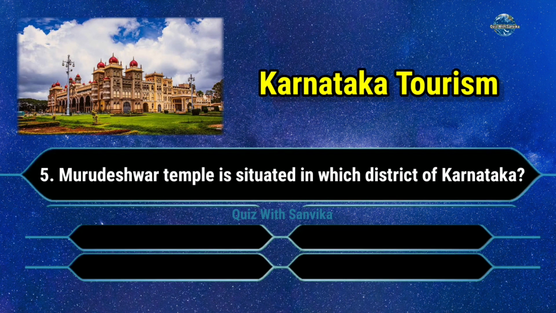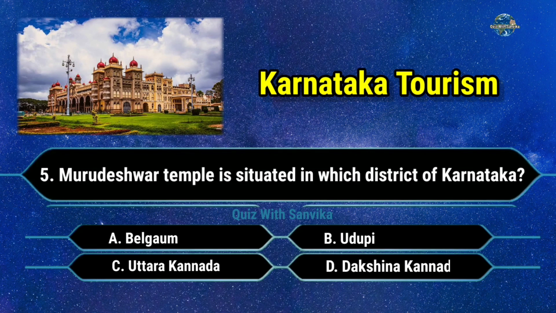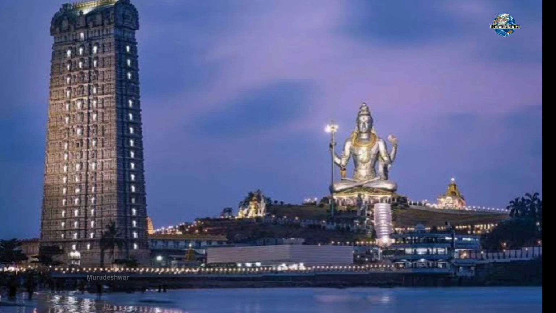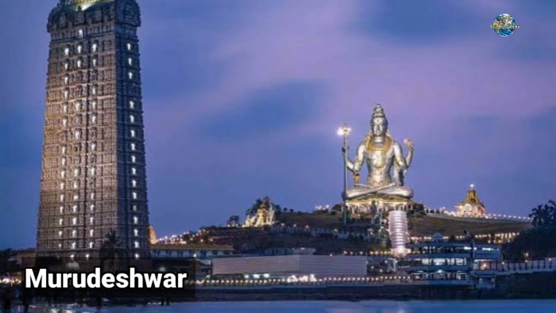Murudeshwar Temple is situated in which district of Karnataka? Options are A. Belgaum, B. Udupi, C. Uttara Kannada and D. Dakshina Kannada. Answer is C. Uttara Kannada. Murudeshwar.